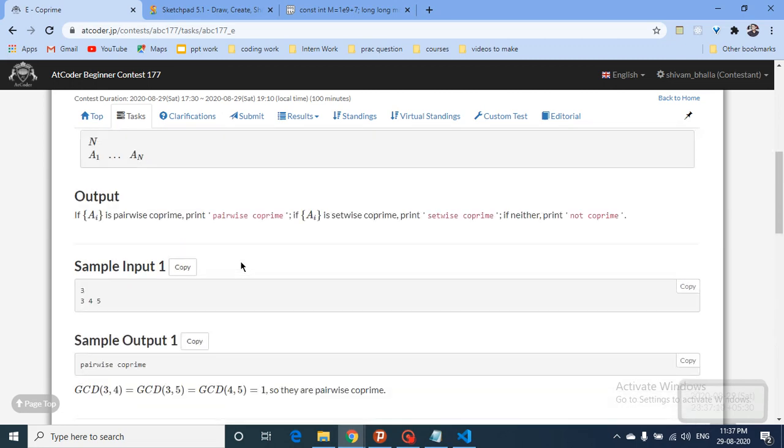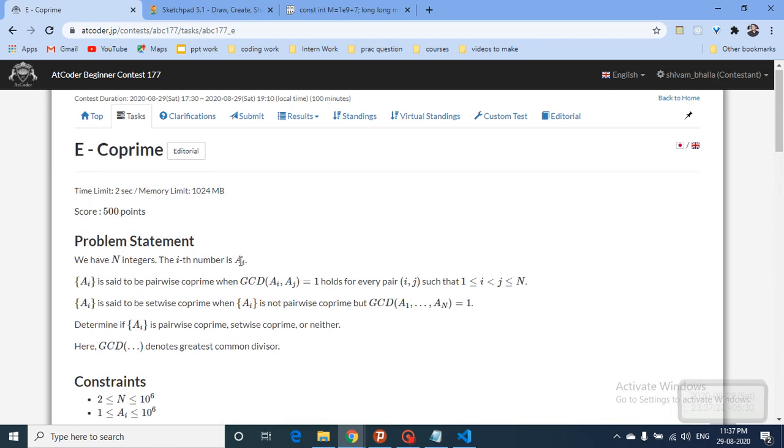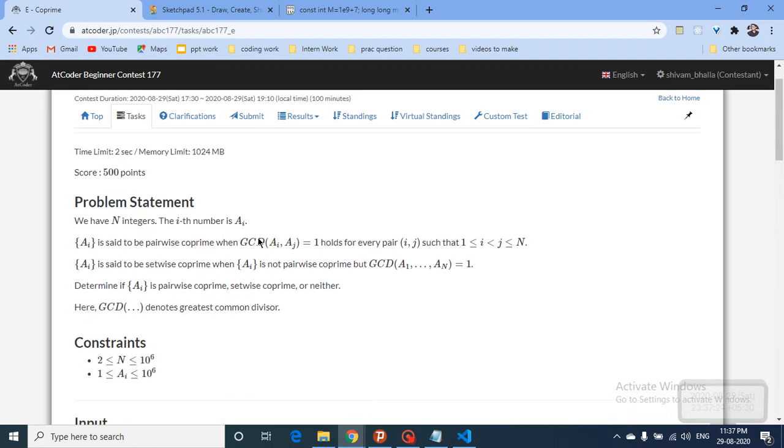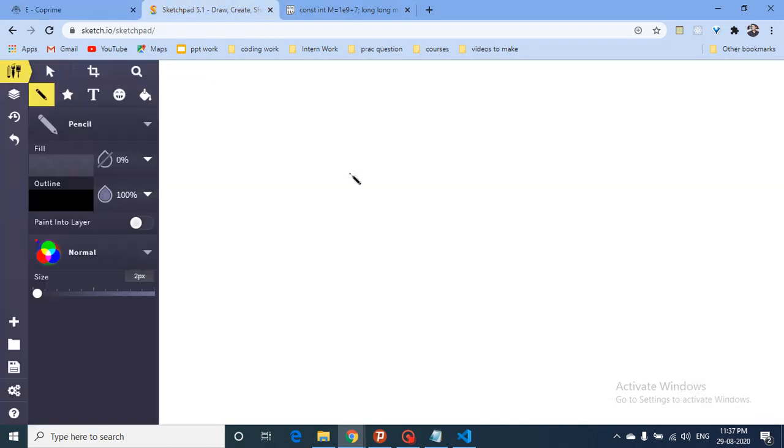Now let's move on to the implementation and first understand the logic part. Because the constraints are 10 to the power 6, you have to do it in O(n), or you can do it in O(n log n). The first thing is how you calculate GCD. GCD can be calculated in about O(log n), so what you can do here is write a GCD function.